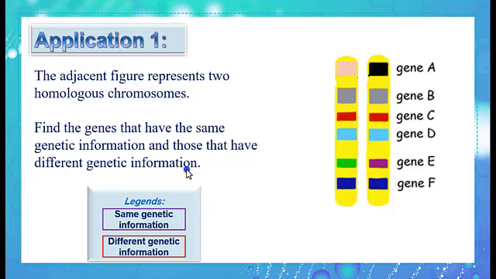Now, let's correct it. If you look at the gene A, what do we have? Do we have the same color or different colors? It means that we have different genetic information or the same genetic information. Excellent. So they have different genetic information. What about the gene B? Do we have the same colors, which represent that we have the same or different genetic information? Excellent. Gene B has the same genetic information.